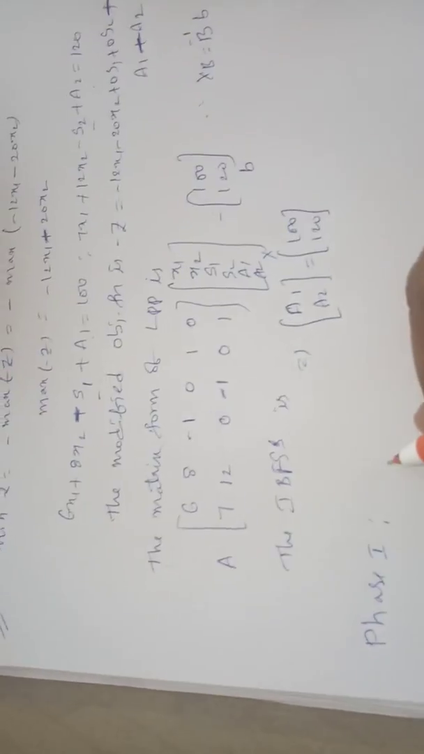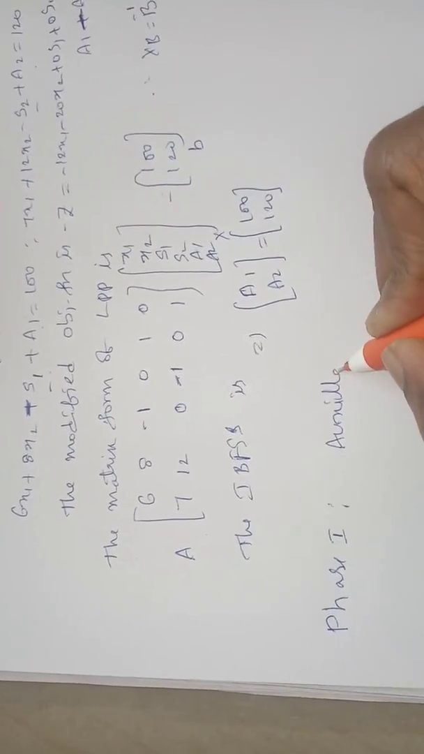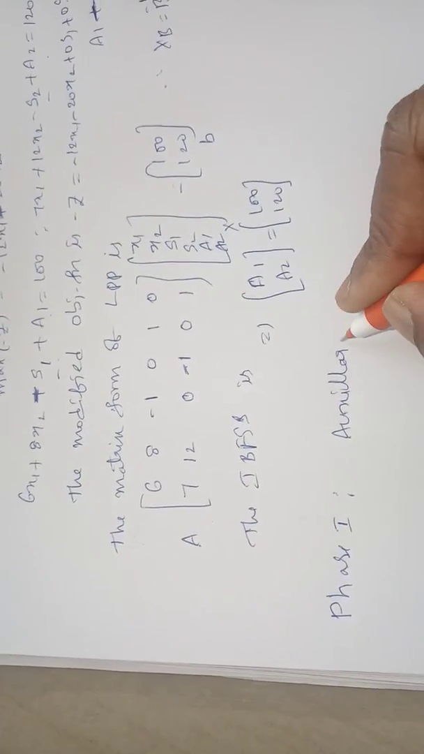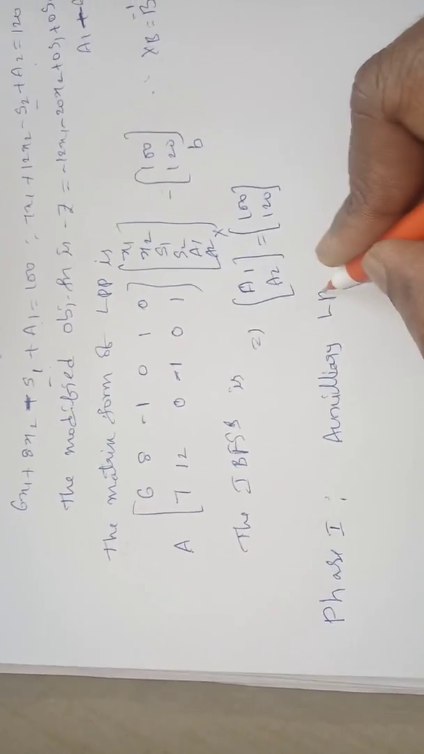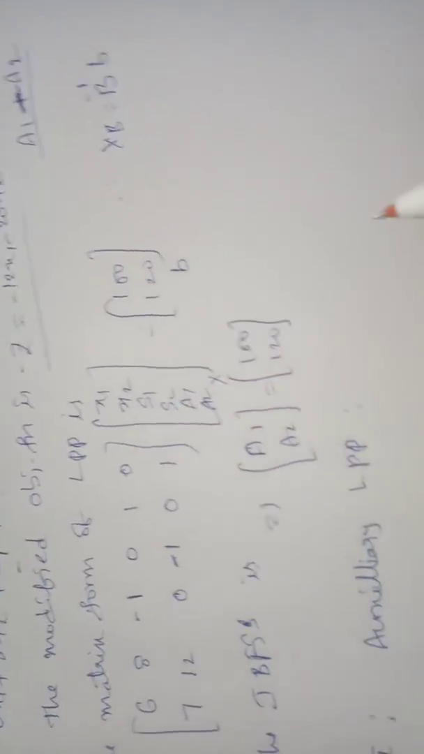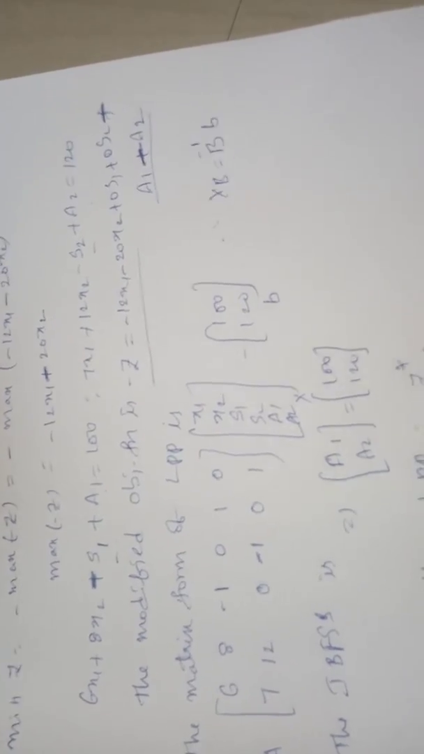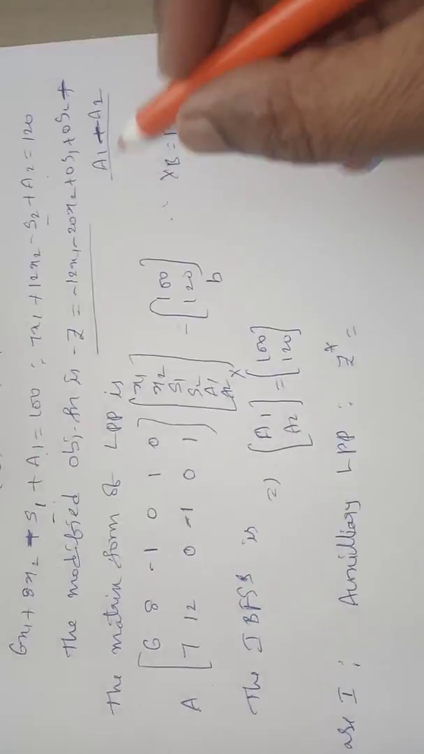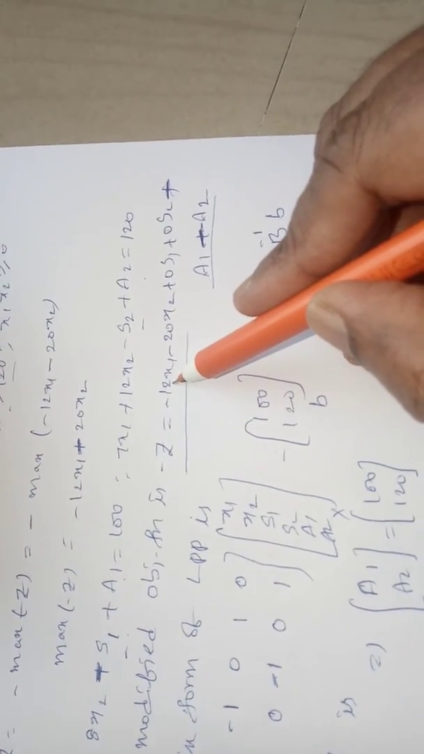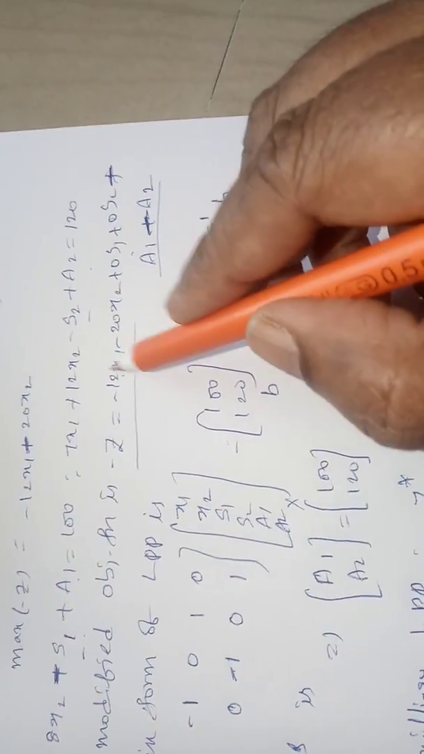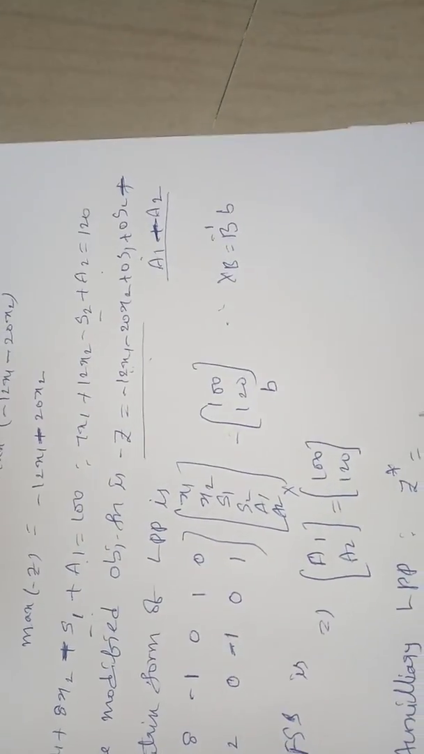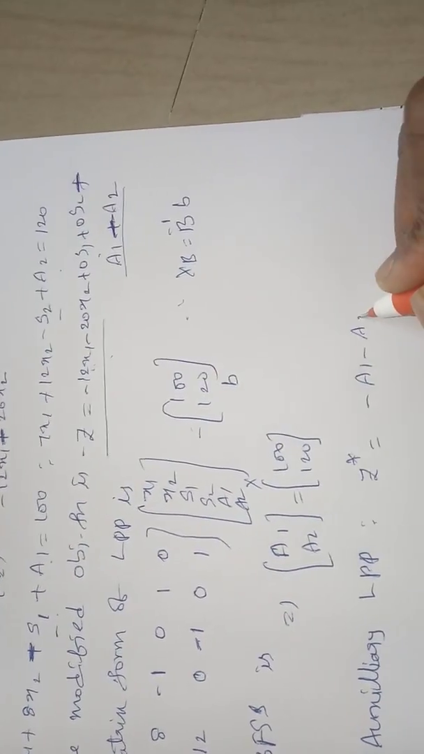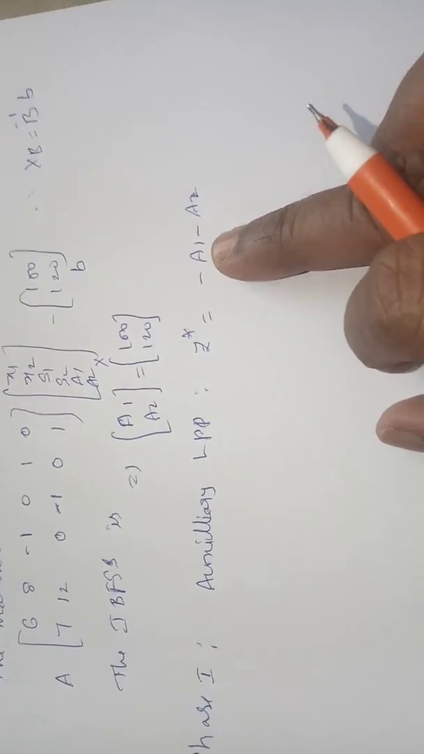In phase 1, there is a small change, that is the auxiliary LPP. Instead of the modified objective function, we take Z star, and all the coefficients in the objective function become 0 except the artificial variables. That is why it is called the auxiliary LPP. With the help of the auxiliary LPP we solve phase 1. So Z star equals minus a1 minus a2.